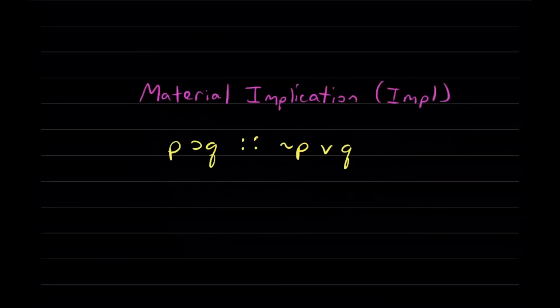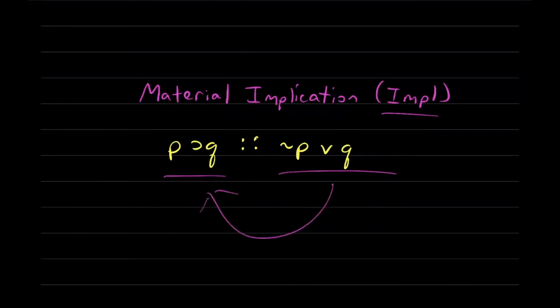The next rule we're going to look at is material implication. Sometimes it's just called implication, abbreviated IMPL. And this rule says this: if you have a conditional, P implies Q over here on the left, that's going to be equivalent to not P or Q. And vice versa. If you have a disjunction like not P or Q, you can convert that to P implies Q.